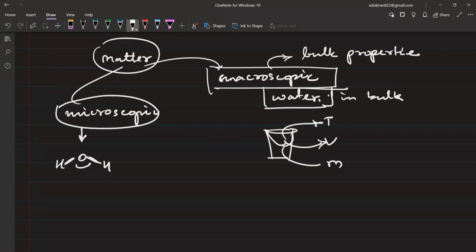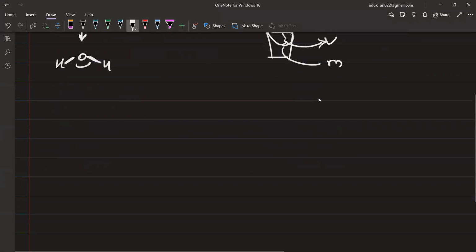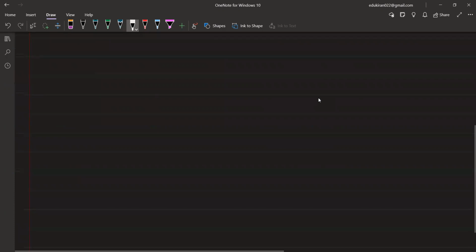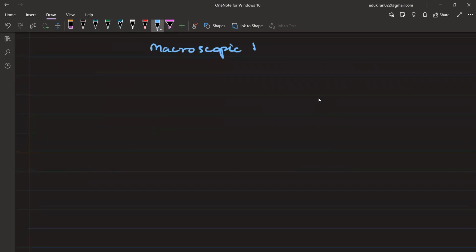Okay, macroscopic properties. Now, macroscopic properties can be divided into two different types. Please write macroscopic properties. These are divided into two types.